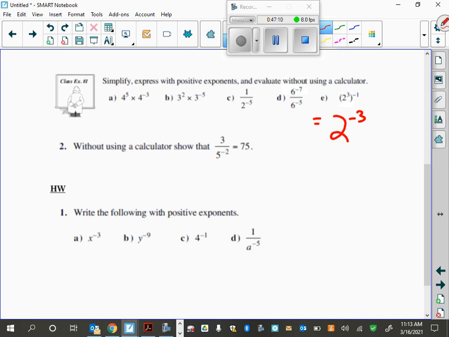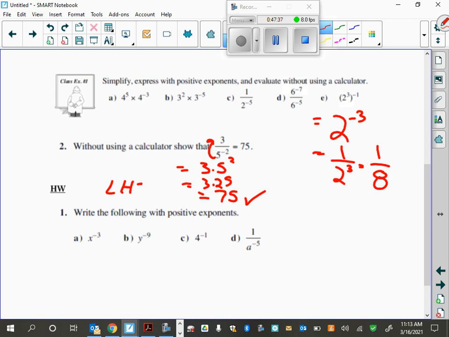Don't leave that, right? Because now you have to go 1 over 2 to the positive. So anytime it says positive exponent, you can't have a negative exponent. That makes sense. 1 over 8. And then this one, just bring that up. So that equals 3 times 5 to the positive 2, which is 3 times 25, which equals 75. Check. I would say left-hand side equals right-hand side.